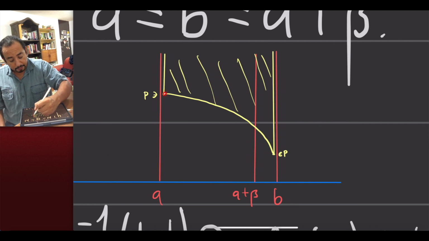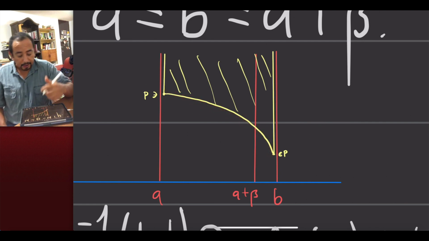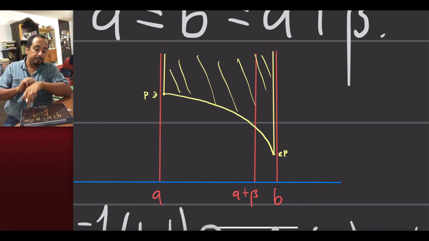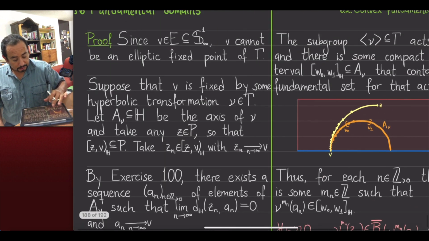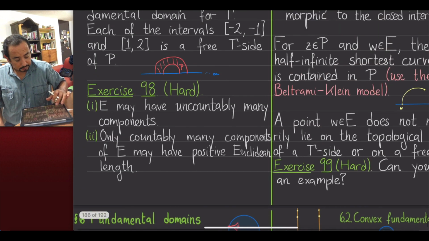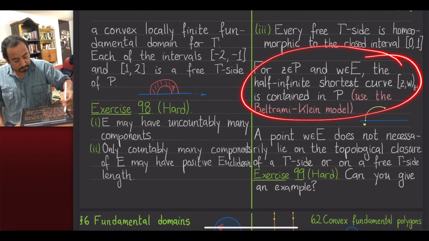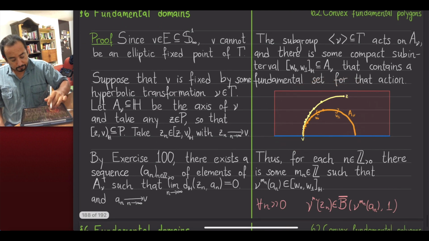Together with these 2 points, this shortest curve is entirely contained in P because P is convex. But also, since V is in E, this vertical shortest curve and this vertical shortest curve are entirely contained in P. This is what we argued here, and that we already used before.